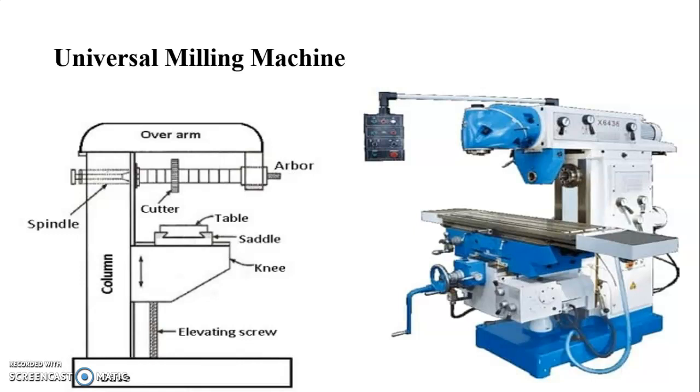The next part, that is the saddle. It is mounted on the knee and can move over it in a crosswise direction. Accurately machined guideways are provided on the top surface of the saddle.